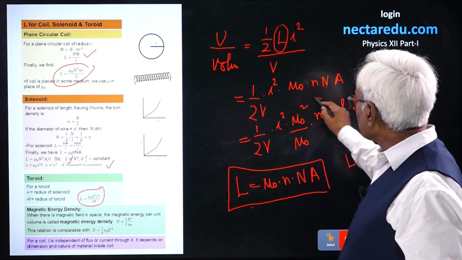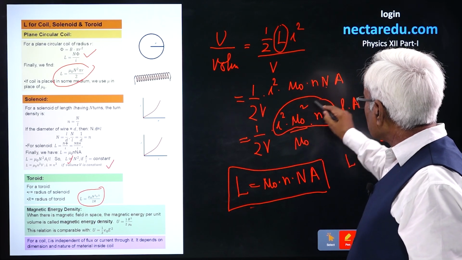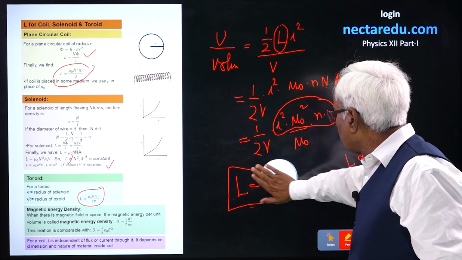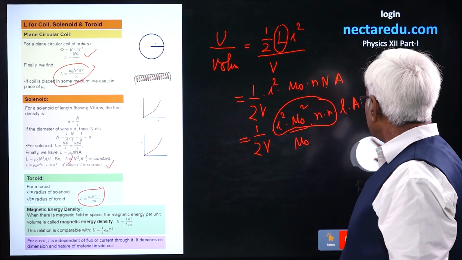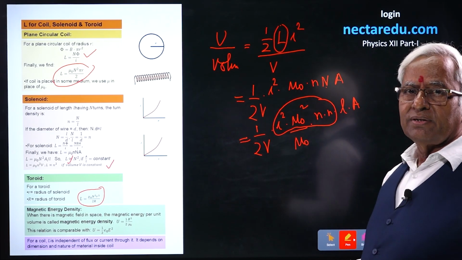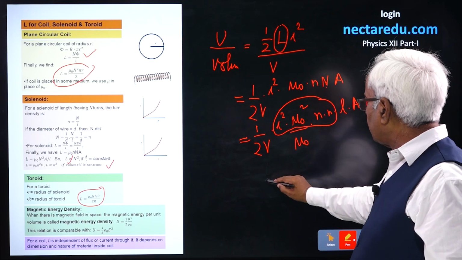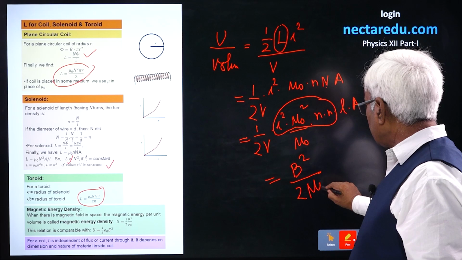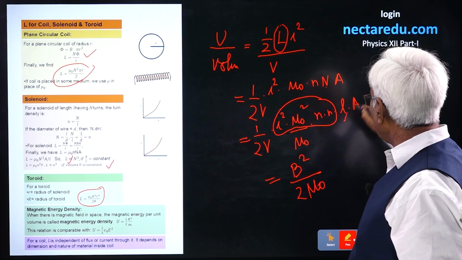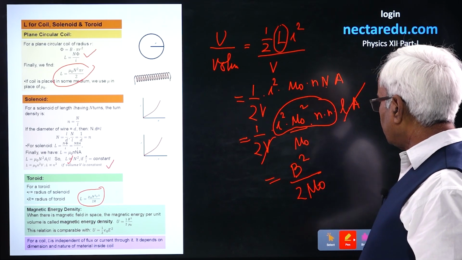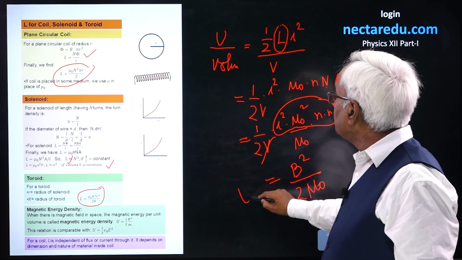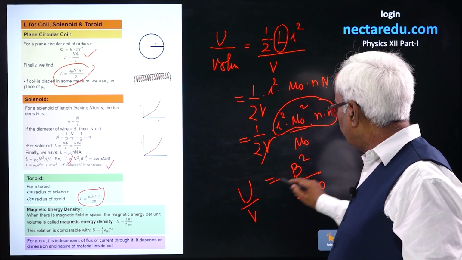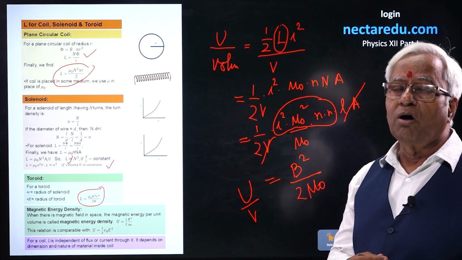This is also N square. You see, mu naught square is small n square and I square. This is the value of B, magnetic field. So what remains here is B square upon 2 mu naught. This is AL, this is volume. Both are same, get cancelled. Energy density becomes B square upon 2 mu naught.